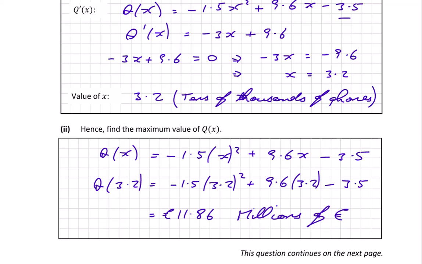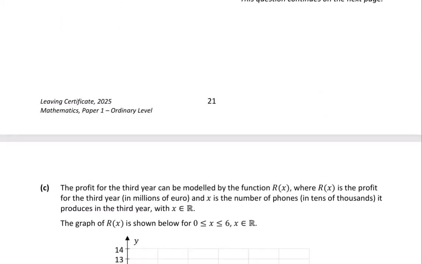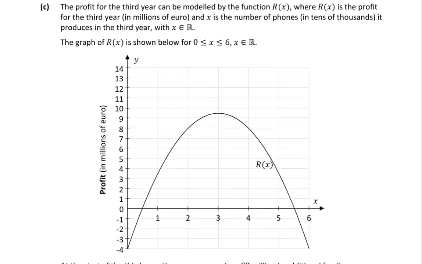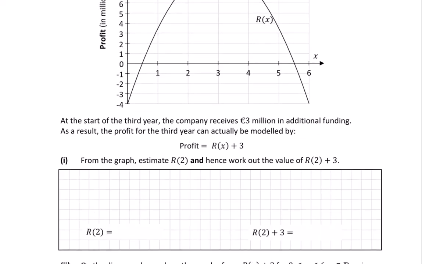Okay, so let's move on to the next question then. The profit for a third year can be modeled by the function R of x, where R of x is the profit for the third year in millions of euros, and x is the number of phones in tens of thousands it produces in the third year. X is real. The graph of R of x is shown, and x is between 0 and 6. So the first question is, at the start of the third year, the company receives 3 million in additional funding. As a result, the profit for the third year can be modeled by R of x plus 3. So it's just the profit plus an extra 3 million.